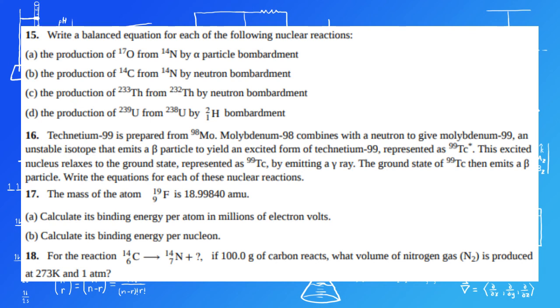Convert your grams of carbon to moles of carbon. 1 mole of carbon is equivalent to 1 mole of nitrogen according to that equation. Convert your moles of nitrogen to liters of nitrogen using the molar volume at STP, because 273 kelvins in 1 atmosphere, that is STP, 22.4 liters per mole would be the volume under those conditions for any ideal gas. Okay, so 18, not really the most relevant to this chapter. Let's move on.